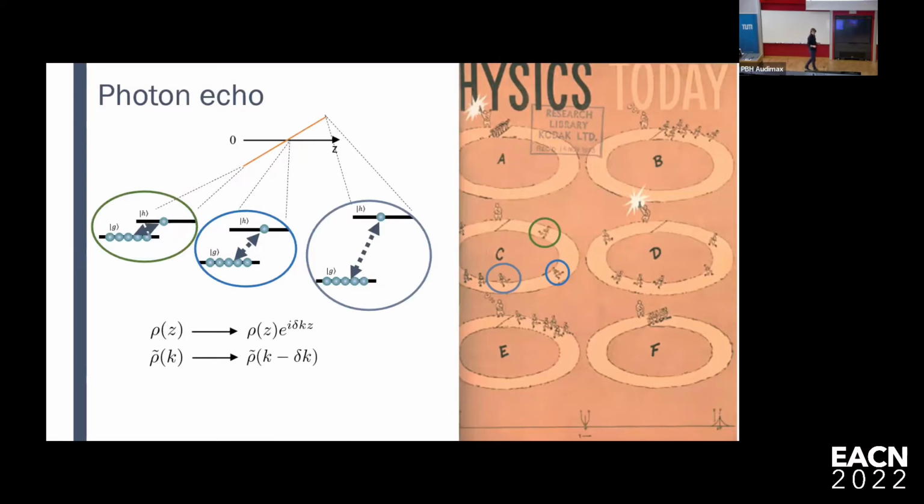So if we do that, then we may understand that only the spin waves that have a phase of 0, so kz equal to 0, may be read out or absorbed into the memory. Therefore, we may understand it as a kind of photon echo.